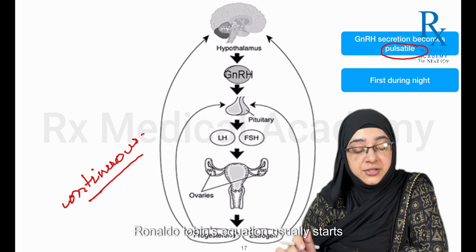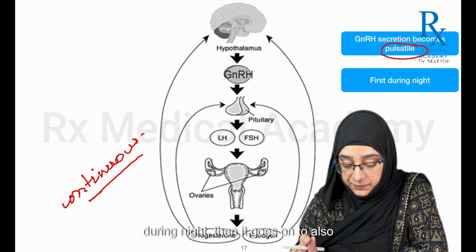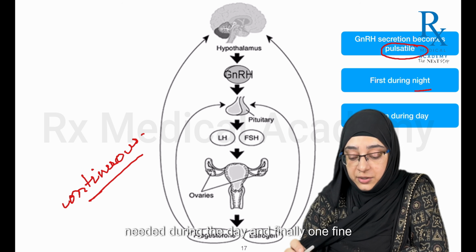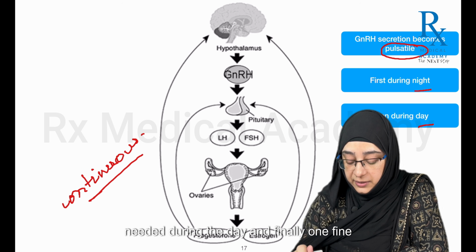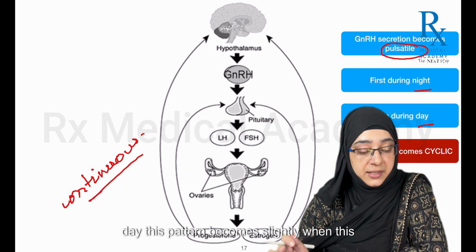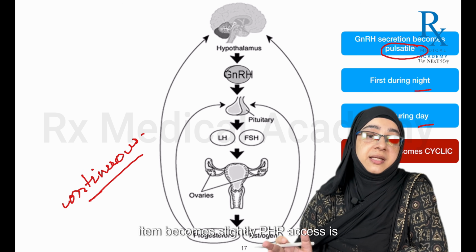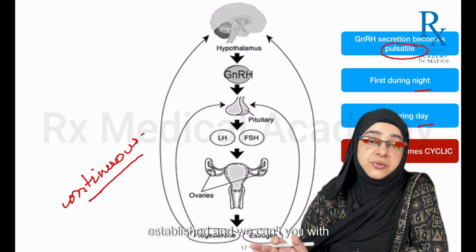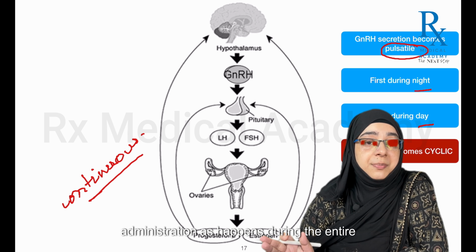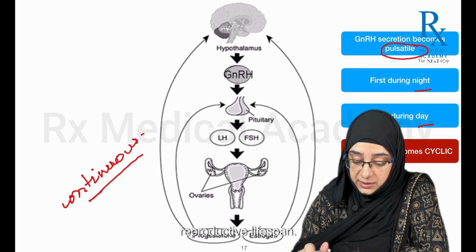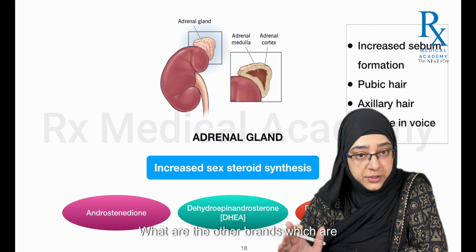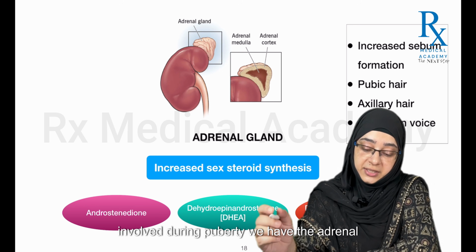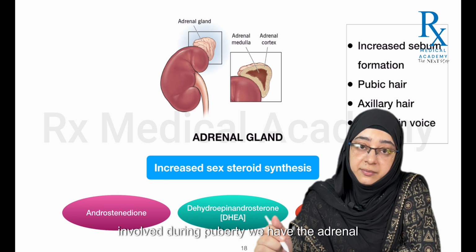This pulsatile secretion initially starts during night, then it goes on to also be there during the day, and finally, one fine day, this pattern becomes cyclic. When this pattern becomes cyclic, the HPO axis is established and we continue to have menstruation as happens during the entire reproductive lifespan. Alright, so what are the other glands which are involved during puberty?